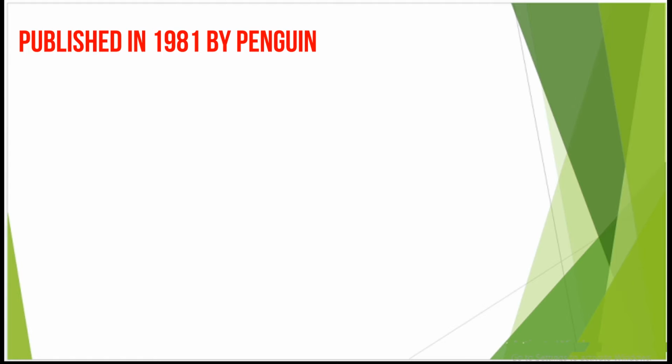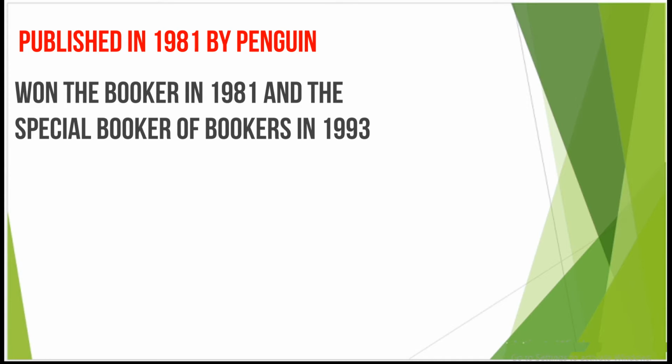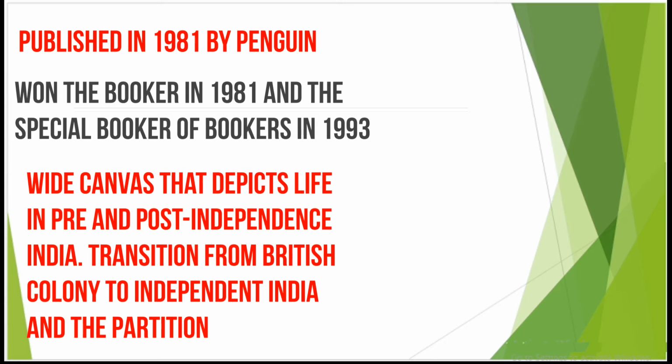According to Rushdie, the plot of Midnight's Children began taking shape in 1975 when he had received a £700 advance for his first novel Grimus and he was travelling throughout India on a shoestring budget. It was finally completed in 1981 and it was published by Penguin. It won the Booker in 1981 and the Special Booker of Bookers in 1993.